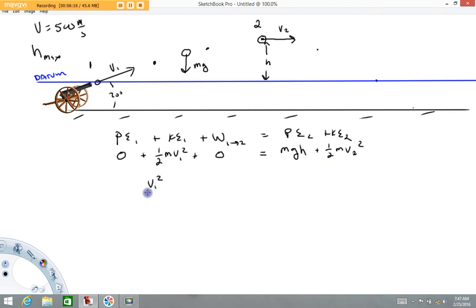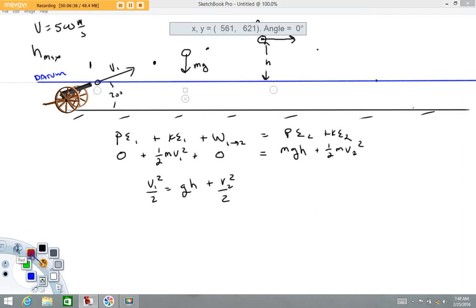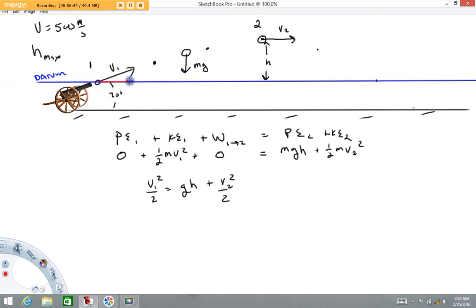What we're going to have is v1 squared over 2 equals gh plus v2 squared over 2. All I've done is taken this equation and boiled things away. We don't need this, don't need this. Mass divides out. Now I'll start dealing with that v2. If we think back to dealing with projectiles, one of the things we would typically do with a projectile problem is take the velocity vector and break it into components. I'm going to go ahead and do that now.